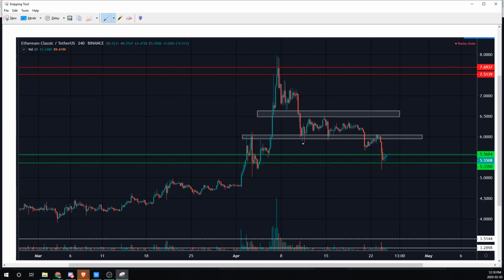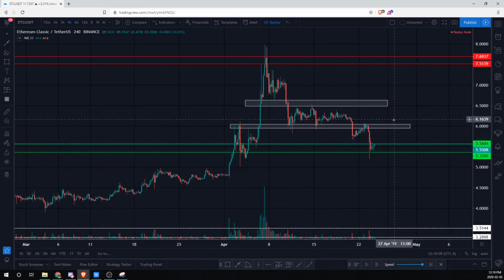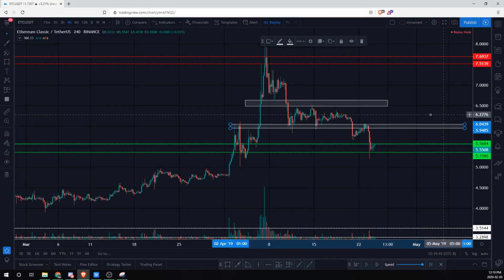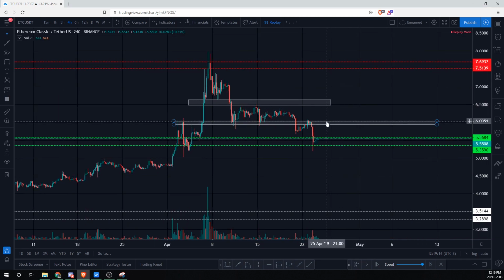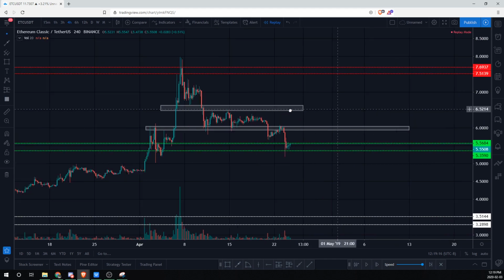We can see the resistance right here turn into a new level of support right here, and then it turns into another level of resistance, giving us a very valid zone on the chart. So we can identify that as a valid zone on the chart. We can use that for the upcoming previous structure there. So overall, that would have been a good move to take. Unfortunately, we didn't get it.